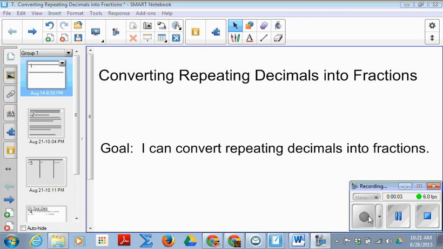Today's lesson is over converting repeating decimals into fractions. This is a tricky concept that I normally teach in class in person, but we'll have a few days of practice work on this, so if the lesson is not clear, I'll be there to help you as we practice this moving forward. Let's give it a shot.